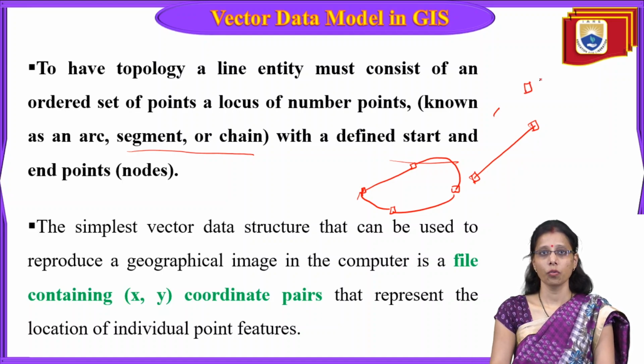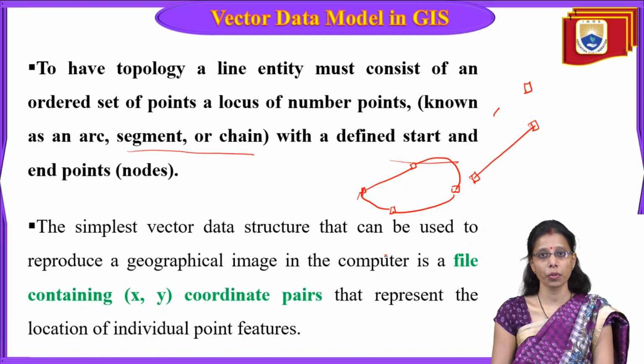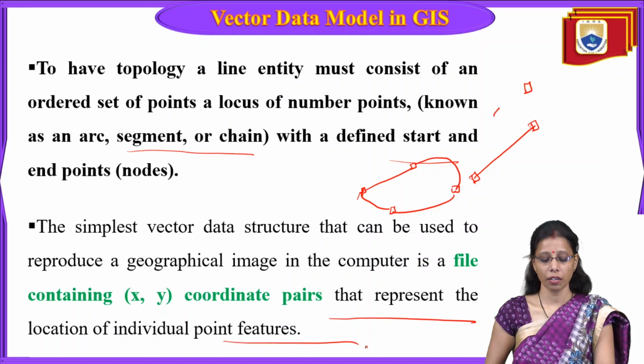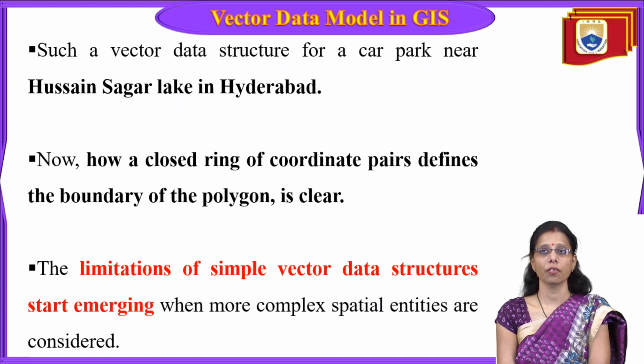So that is all known as an arc, segment or chain, with a defined start and end point nodes. The simplest vector data structure that can be used to reproduce the geographical image in the computer is a file containing x and y coordinate pairs. That represents the location of individual point features.